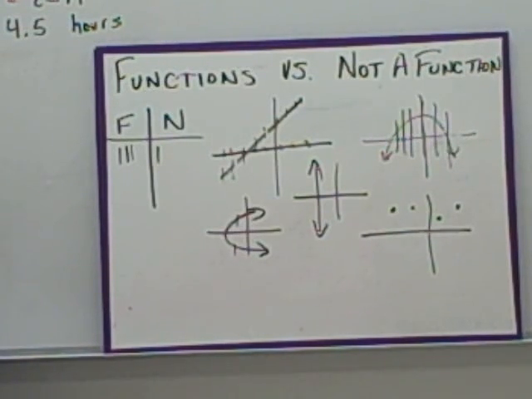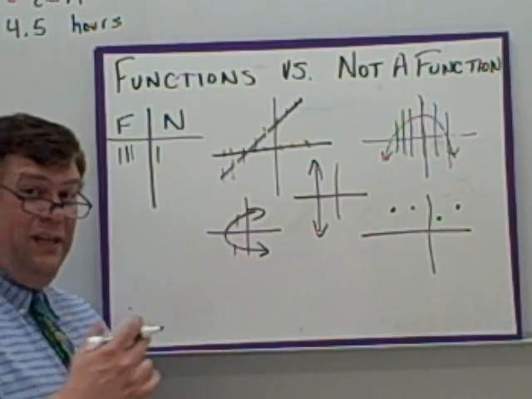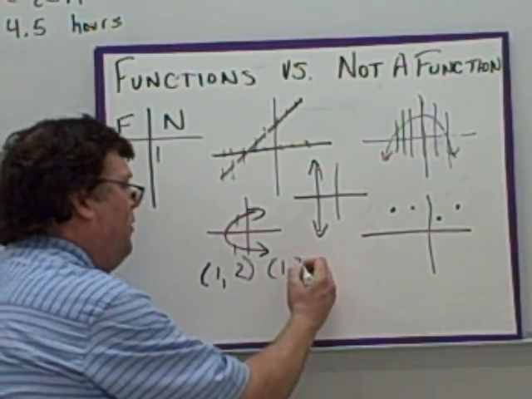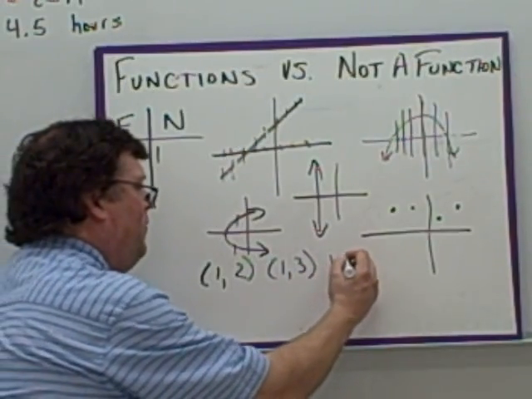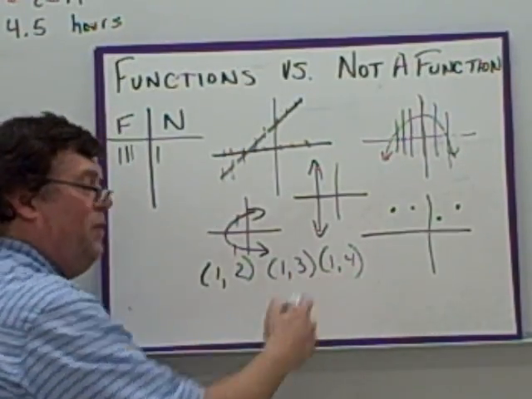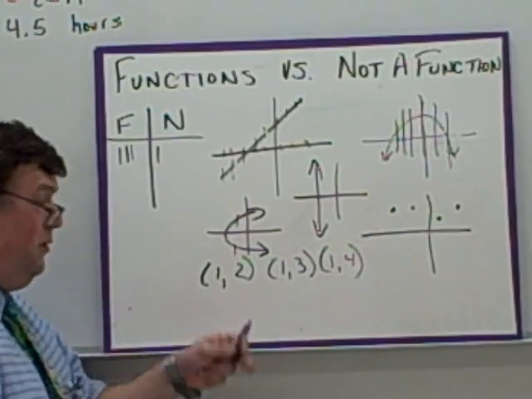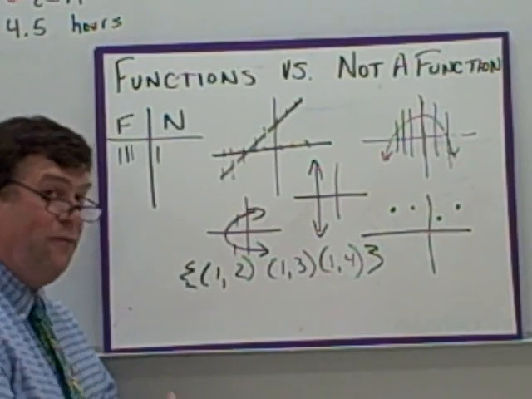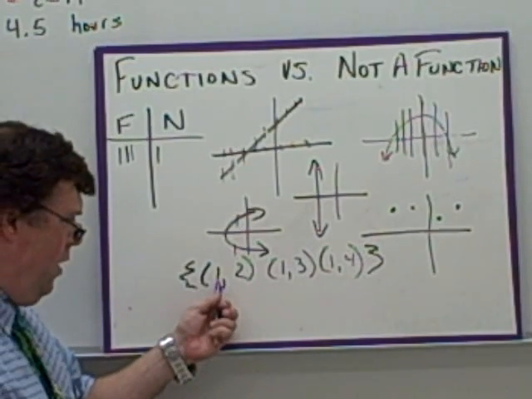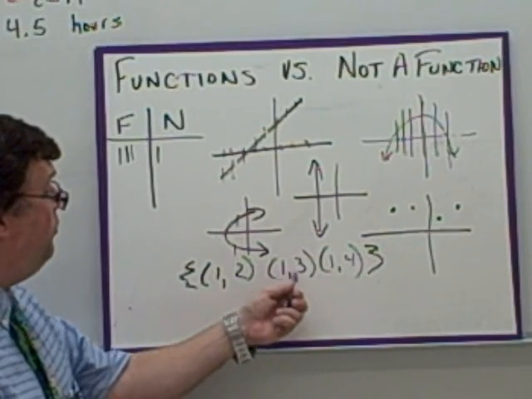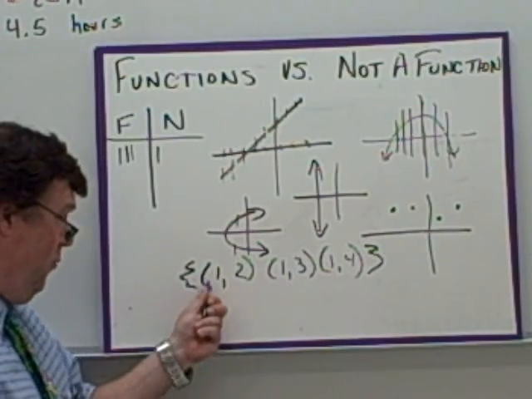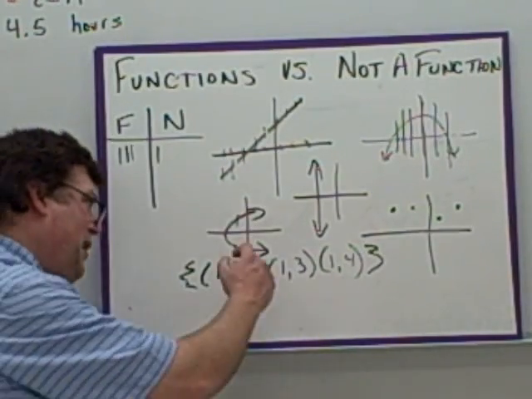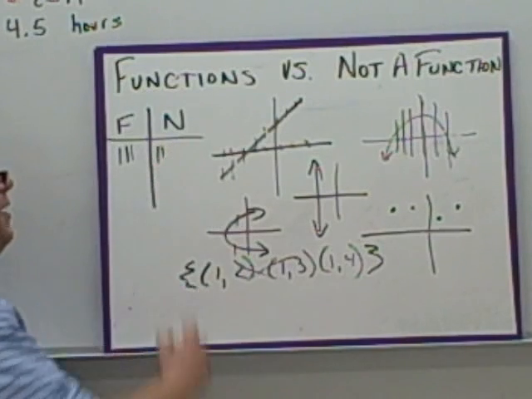All right, what about points? We could actually be given relations as points. (1, 2), (1, 3), (1, 4). These are 3 points on a coordinate plane, and as a relation, they are a relation. Does it form a function? Well, the output of 1 can be 2, 3, and 4. That one input has 3 different outputs. Not a function. So that's 2 not functions.